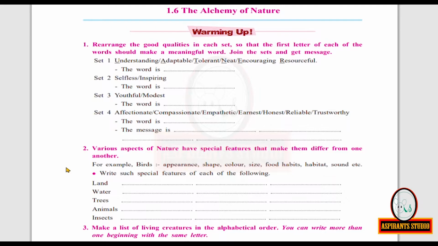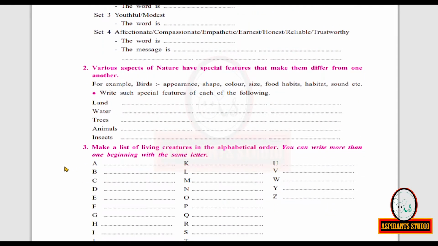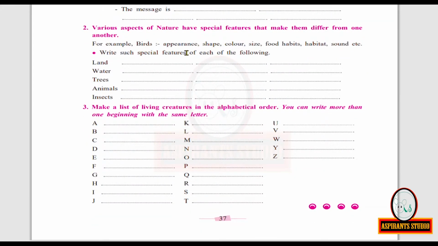Question number 2. Various aspects of nature have special features that make them differ from one another. For example, birds: appearance, shape, color, size, food habits, habitat, sound, etc. Write such special features for each of the following. Land, you can write geographical features, colors, shapes, chemical composition, uses. For water, you can write chemical composition, colors, rocks, coral reefs.